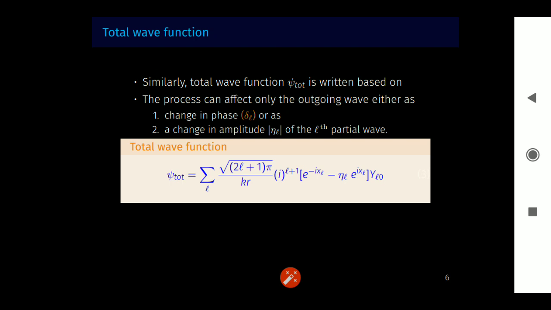The total wave function is after the interaction, whereas the incident wave function is before the interaction. The coefficient eta L is equal to the modulus of eta L times e power 2i delta L. So eta L contains the amplitude information as well as the phase shift information of the interaction. This is normally called the inelasticity parameter. It is also called the S matrix in some other formulations, which is a part of the T matrix. We are not going to study the T matrix and S matrix. We just keep our lecture only to this inelasticity parameter.